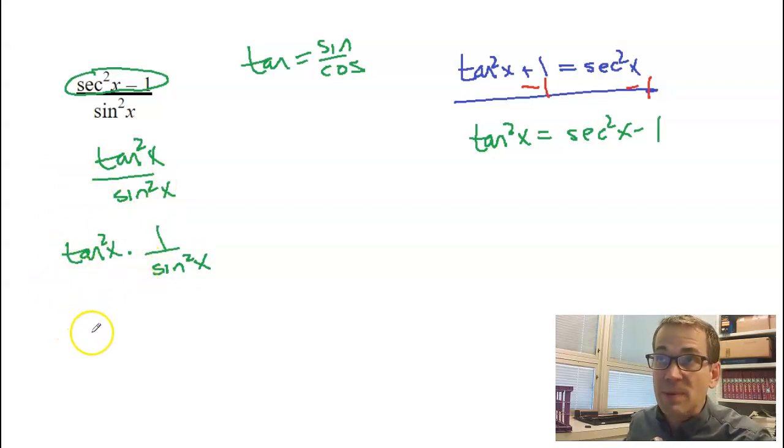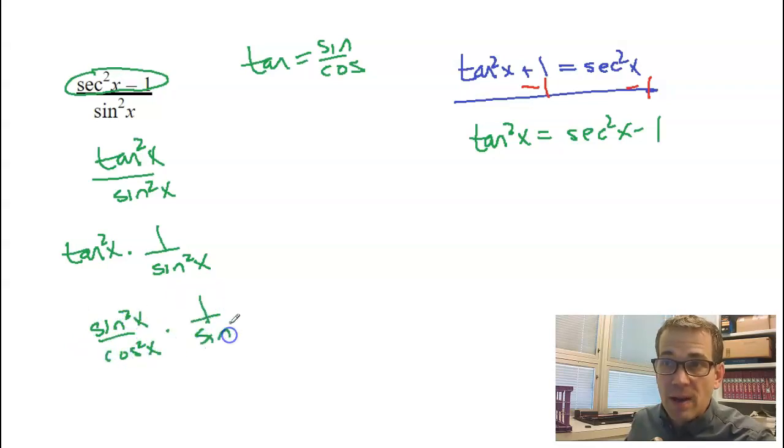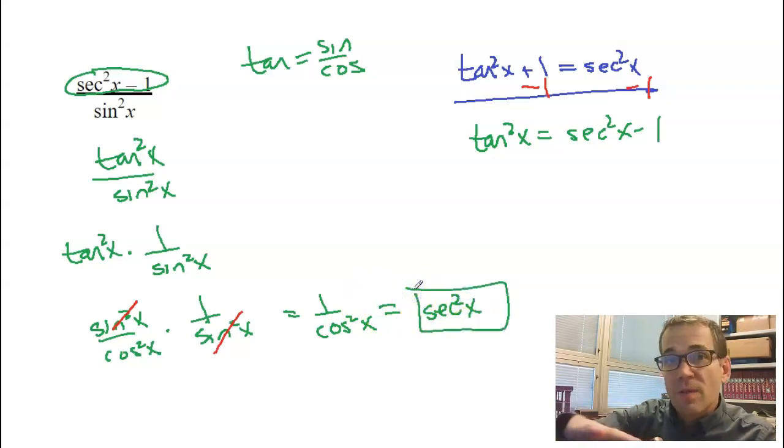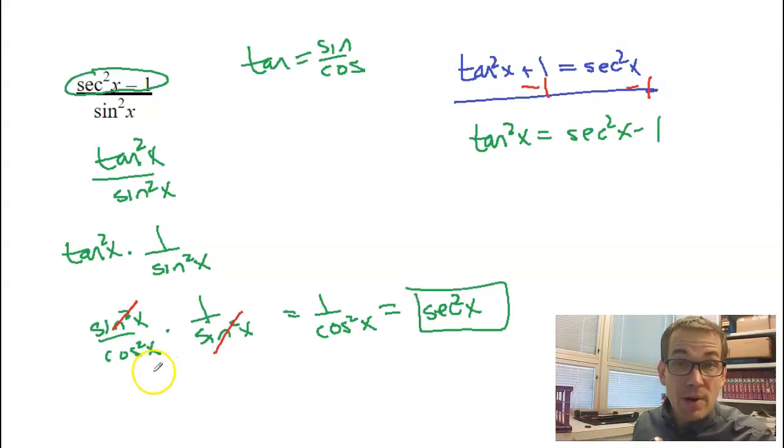Thinking about this tangent as being sine over cosine, and of course this is still 1 over sine squared x, we can see that these will cross cancel, leaving us with 1 over cosine squared x, which I can now use a reciprocal identity to write the final answer as secant squared x. That's the best answer because it's just one trig function, there's no denominators, and I'm pretty happy.